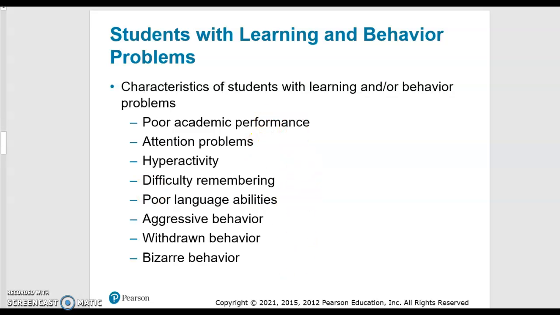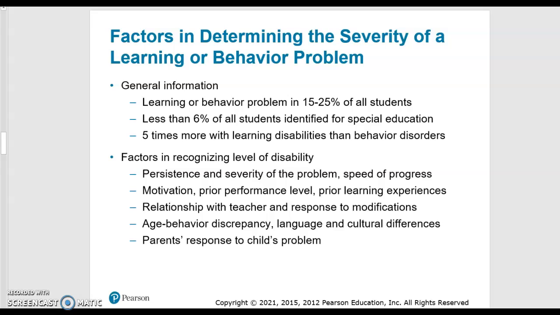All right, so then when we're looking at determining the severity of a learning or behavior problem, if you look at students, about 15 to 25% of them exhibit some sort of learning or behavior problem. However, only about 6% or less than 6% of all those students are identified for special education. So they're the only ones that really qualify under one of those IDEA categories. Five times more prevalent: learning disabilities and behavior disorders.